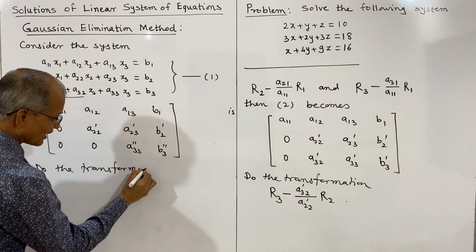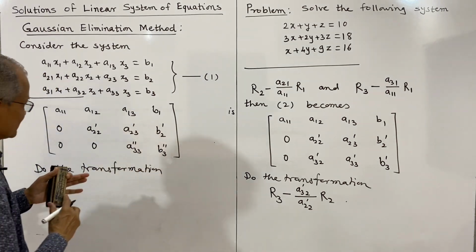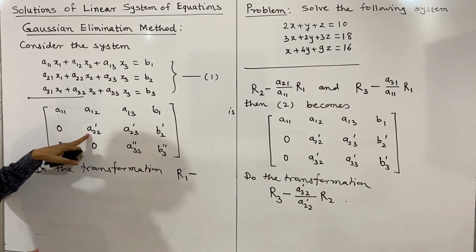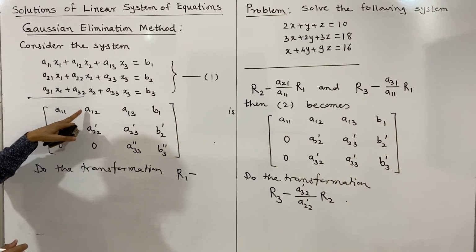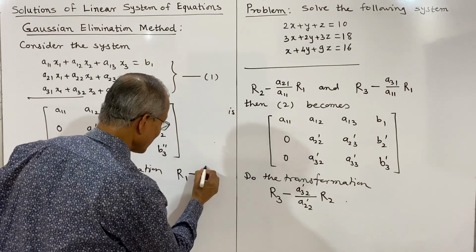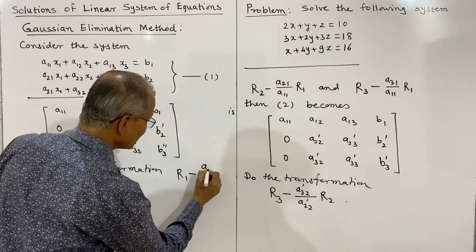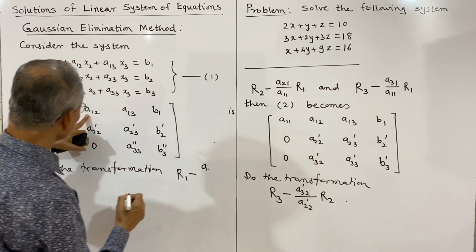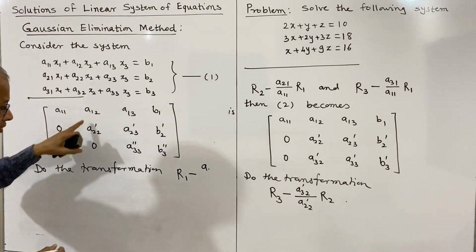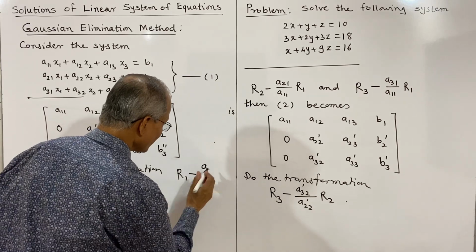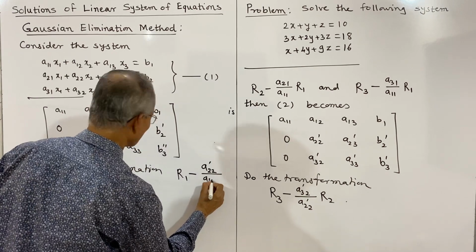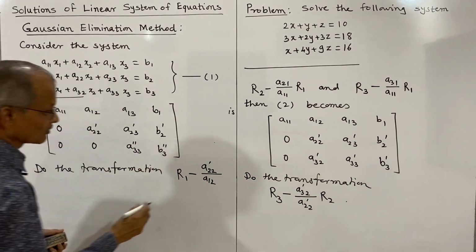The transformation for this will be, at the same time, R1 minus: multiply the first row by this element A22 dash, and then divide by this element A12. So the element will be R1 minus A22 dash over A12. A12 is to be made equal to A22 dash, and then this will be converted to 0. So this will be multiplied by A22 dash and divided by A12, times R2.